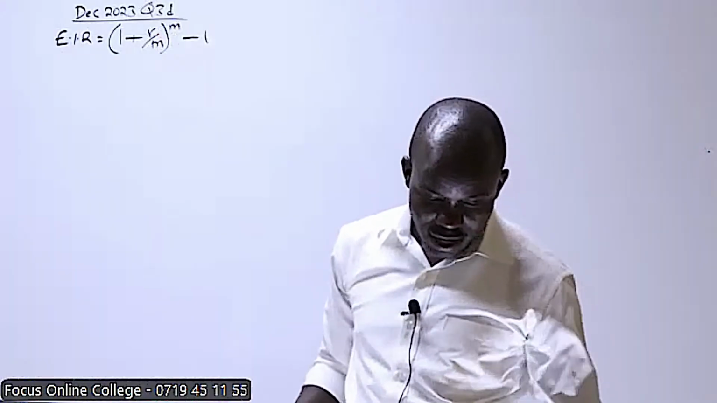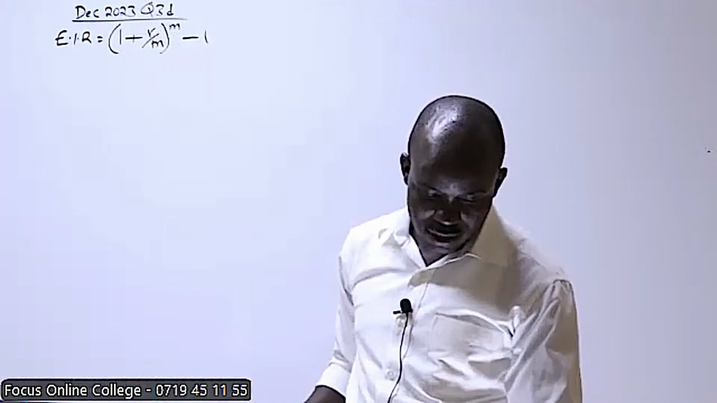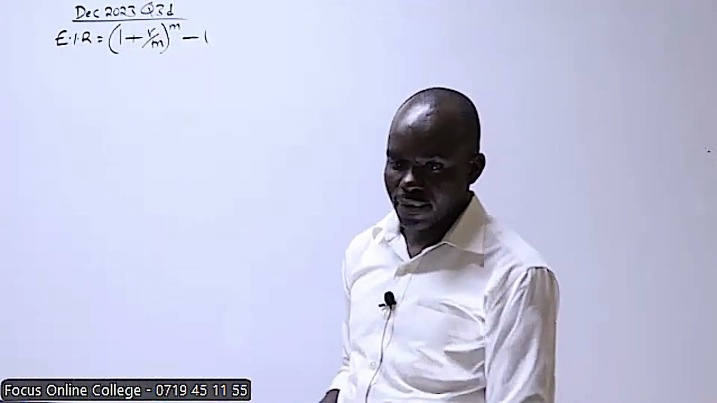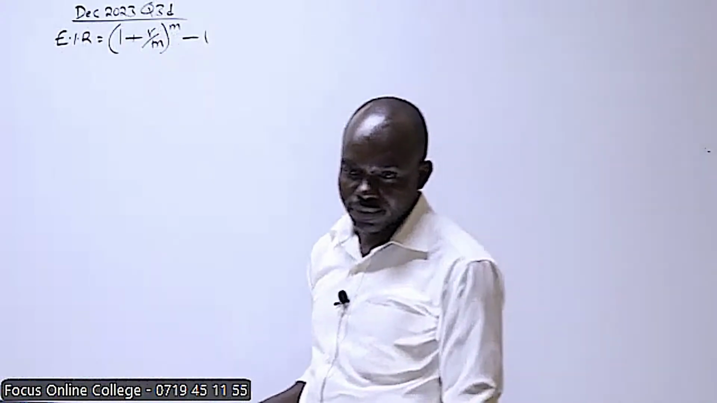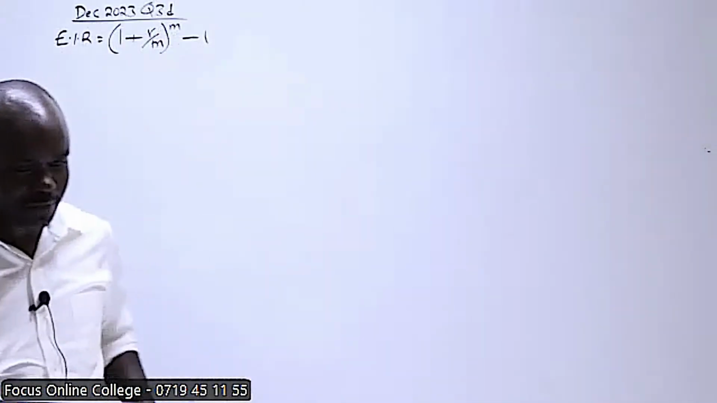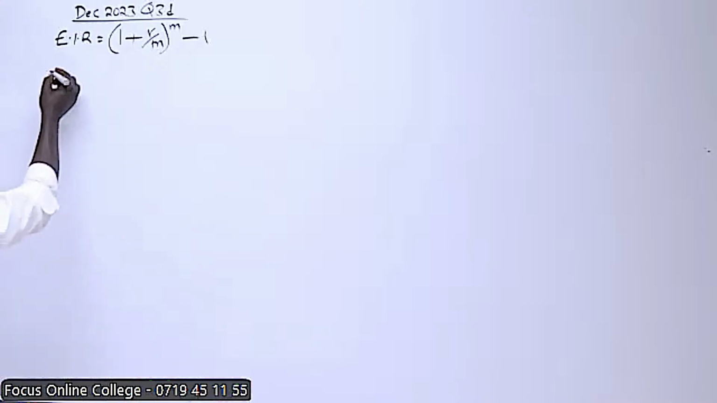Unless I'm getting the formula wrong, but that must be correct: 1 plus R over M, power M, minus 1. So we compute the effective interest rate for each option, and we start with the post office MIS.